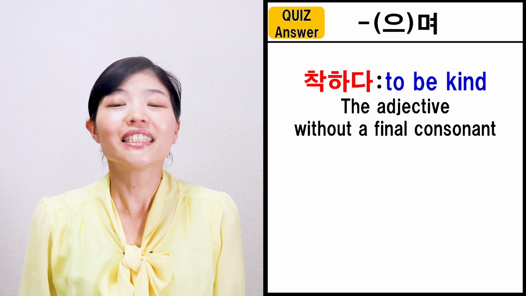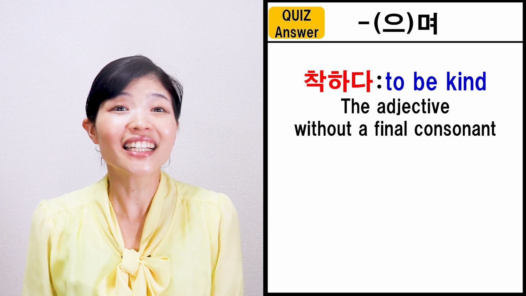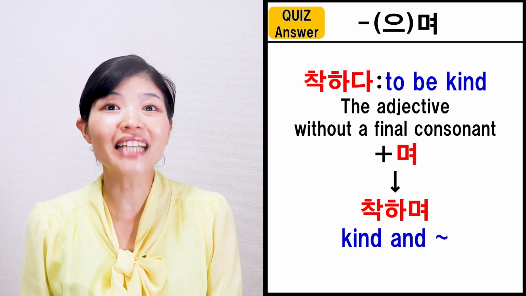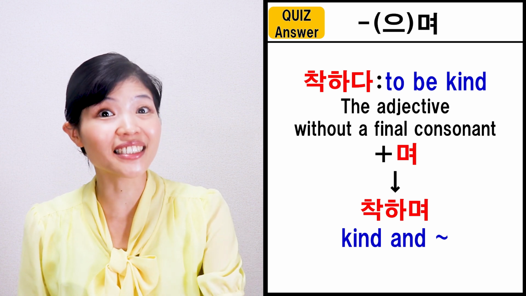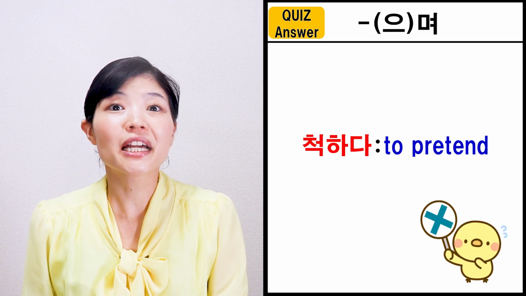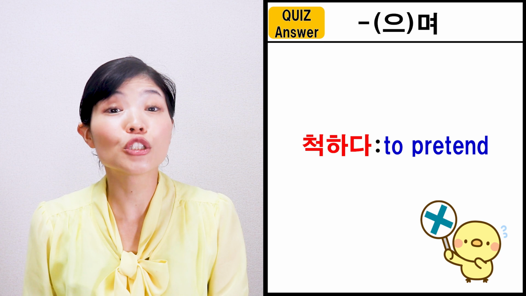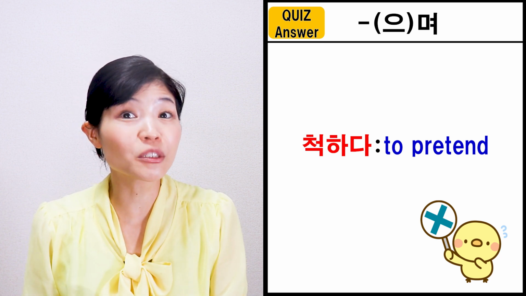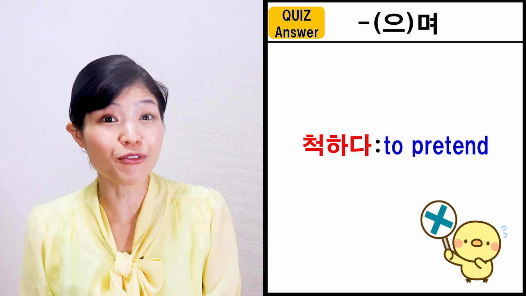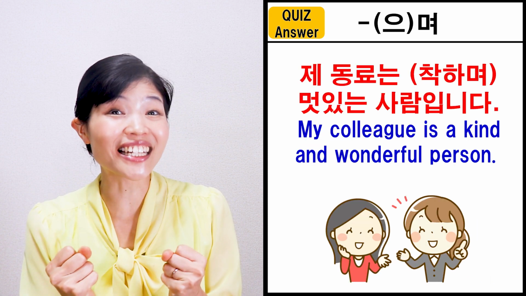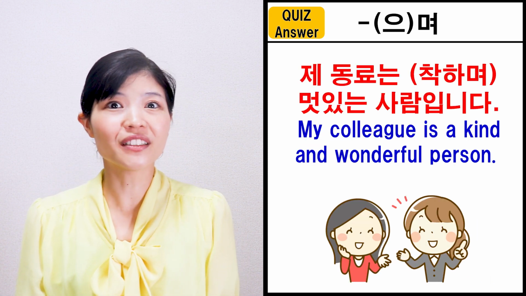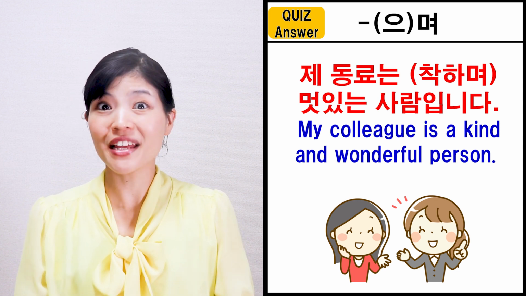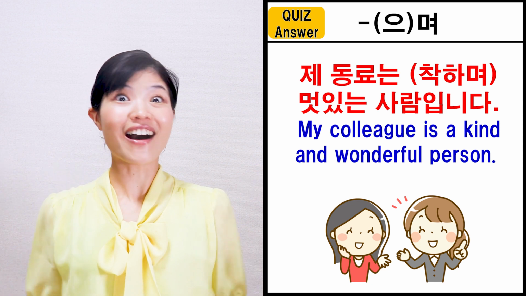The adjective 착하다 to be kind does not have a final consonant. So you add 며 to make 착하며 kind and. Number 2 is wrong because 척하다 means to pretend. It looks similar but has a different meaning. So please be careful. Now let's read the sentence together. 제 동료는 착하며 멋있는 사람입니다. Please read this sentence with a formal attitude.